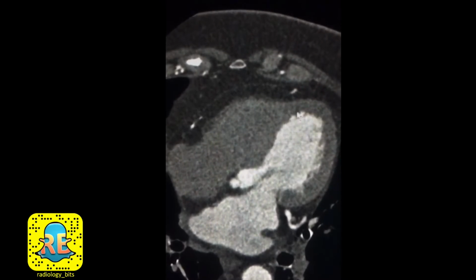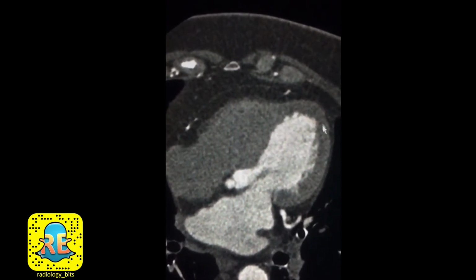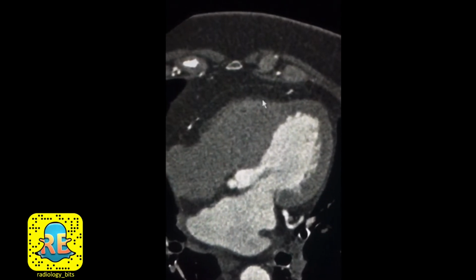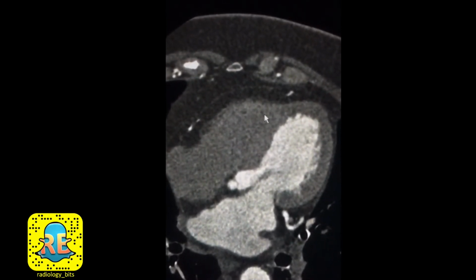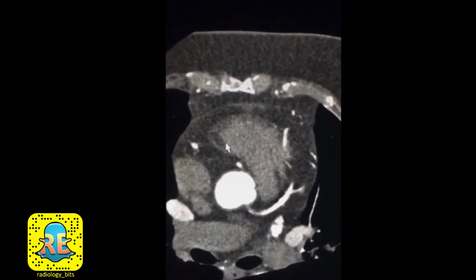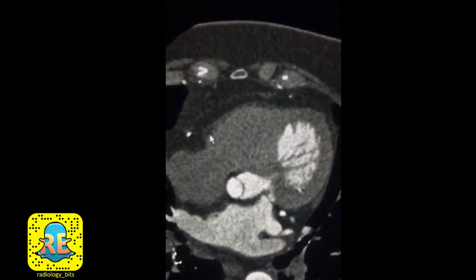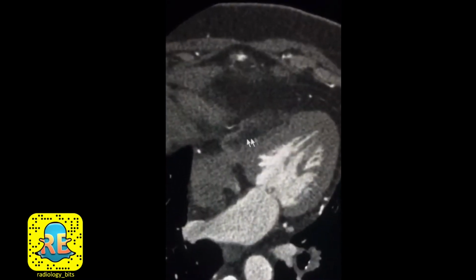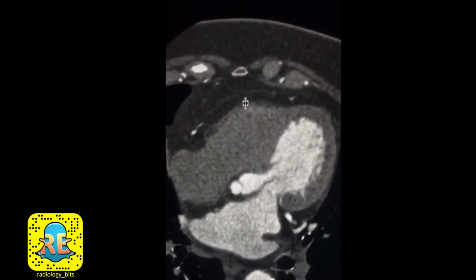If you look at the left ventricular myocardium, everything looks okay. Let's concentrate on the right ventricular myocardium, which is usually very thin. If I scroll up and down, you notice that the right ventricular myocardium seems to be darker than usual. It's very similar in density to fat. So there is fat deposition within the right ventricular myocardium.